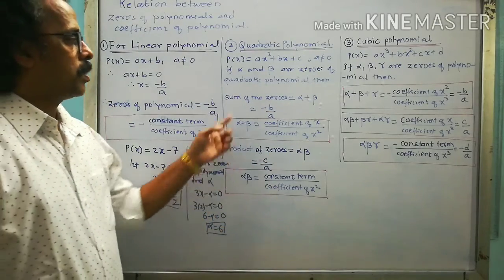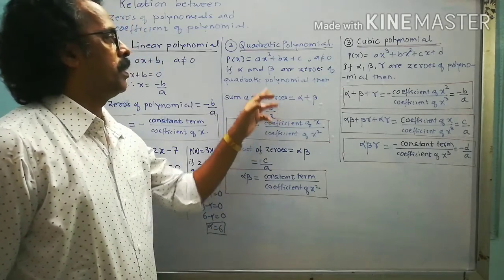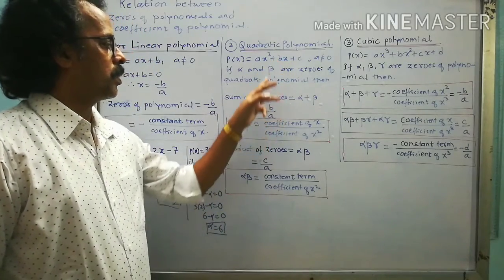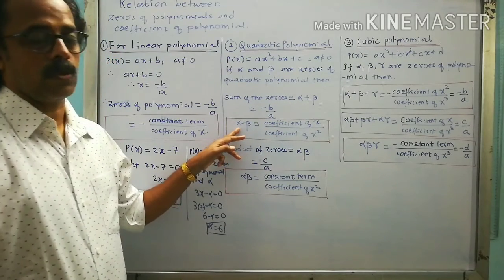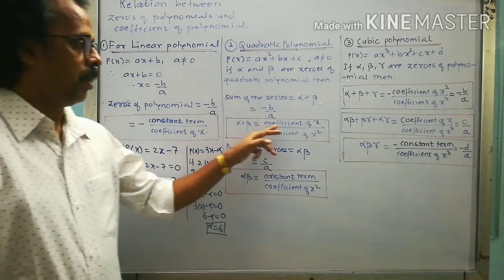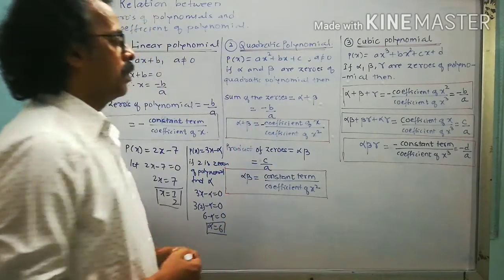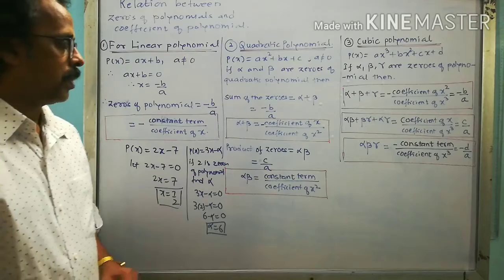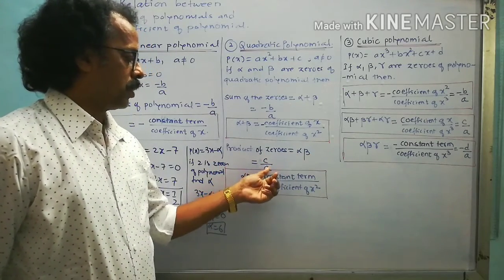We have written this condition in a quadratic equation, but here I am just giving you the formula directly: the sum of the zeros, alpha plus beta, is equal to minus b upon a. Now b is the coefficient of x and a is the coefficient of x square. Therefore the sum of the zeros is equal to minus coefficient of x upon coefficient of x square. Then the product of the zeros, alpha into beta, is equal to c upon a.